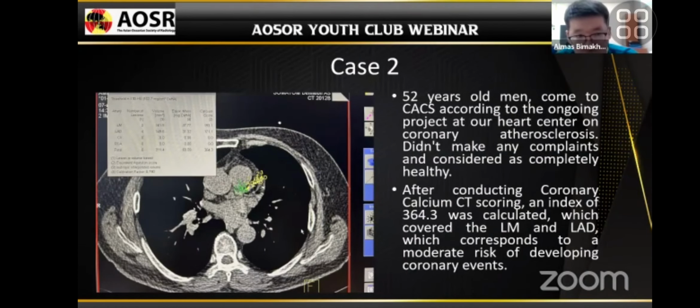Here we can see case number 2, a 5-year-old man came for coronary artery calcium scoring according to the ongoing project at our heart center on coronary atherosclerosis. He didn't make any complaints and considered himself completely healthy. After conducting coronary calcium CT scoring, an index of 364.3 was calculated, which covered the LM and LAD arteries, which corresponds to a moderate risk of developing coronary events.